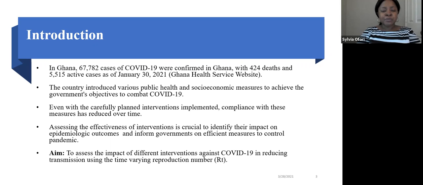So the aim of this project was to assess the impact of the different interventions against COVID-19 using the time-varying reproduction number. The time-varying reproduction number is an epidemiologic parameter which is used to assess how infectious diseases are being transmitted, like the rate at which it grows. So if you get a value of less than 1, it means that the epidemic is slowing down. And if it's greater than 1, it means that the epidemic continues to grow.